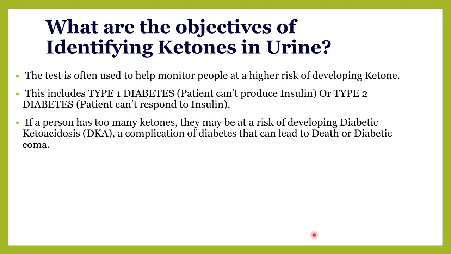So why do we need to identify ketones in the urine? क्यों चाहिए हमको? Why do we have to identify these ketones in the urine? So ये ketones in the urine test में इसके लिए ये improvise हुआ, या the main objective was to help monitor people if they are at a risk of developing ketonuria. क्योंकि diabetic is a very common problem. India is a diabetic capital. तो इतने diabetic patients है हमारे country में.